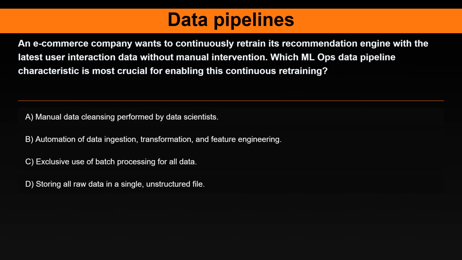Question 3. An e-commerce company wants to continuously retrain its recommendation engine with the latest user interaction data without manual intervention. Which MLOps data pipeline characteristic is most crucial for enabling this continuous retraining? Option A. Manual data cleansing performed by data scientists. Option B. Automation of data ingestion, transformation, and feature engineering. Option C. Exclusive use of batch processing for all data. Option D. Storing all raw data in a single, unstructured file.